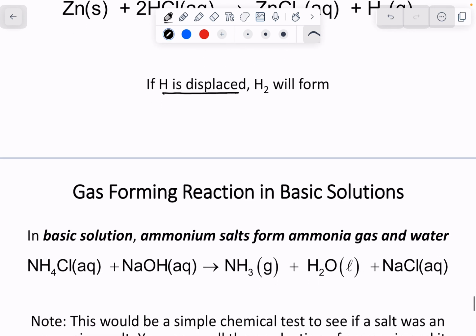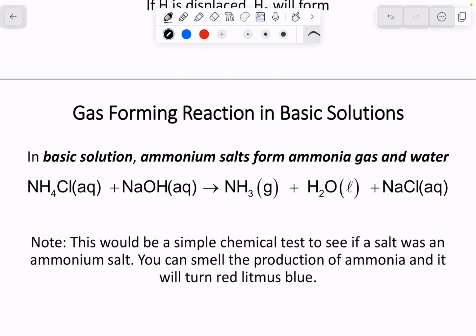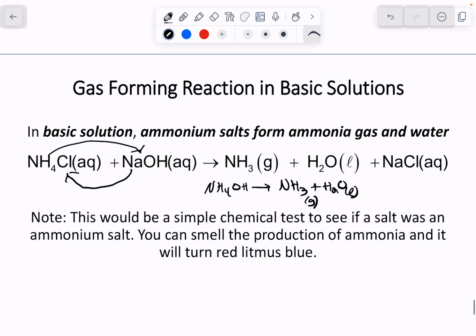And then last but not least, in a basic solution, this is a double displacement: the NH4 reacts with the OH, and the Na will react with the Cl. And what happens is you form NH4OH, which instantly breaks down into NH3 plus H2O liquid. Okay, so you would just make sure that if you're in a basic solution, that's going to happen. Once again, I'm going to show some examples, but I'm not going to test you on this, but you'll see some of this on your MindTap.